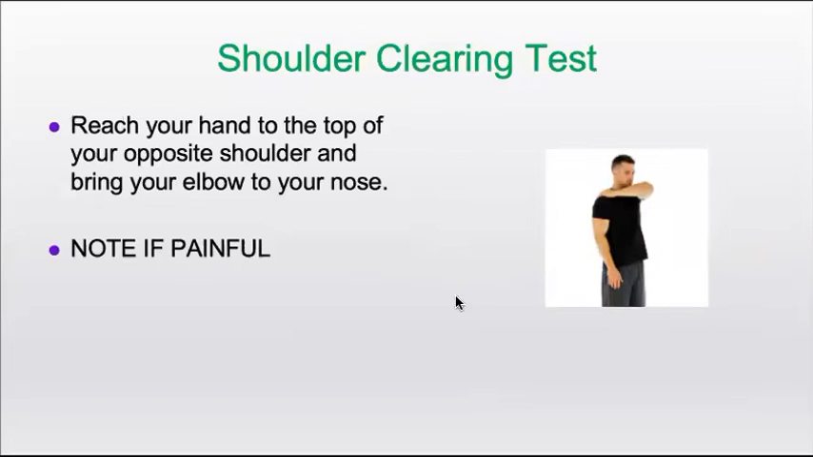Now, there is a shoulder clearing test. This one is very, very simple. The individual grasps their other shoulder, you can get them to basically rest their hand on their opposite shoulder, and then they bring their elbow up. And if they can touch their face or their nose, this is the clearing test for basically impingement within the shoulder.